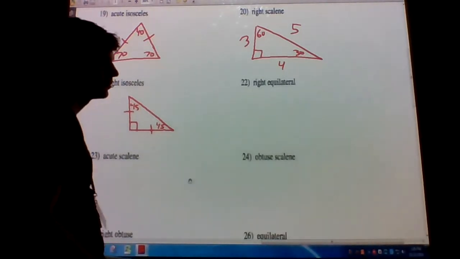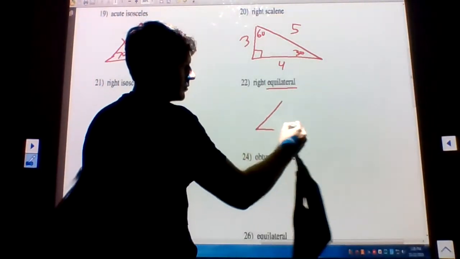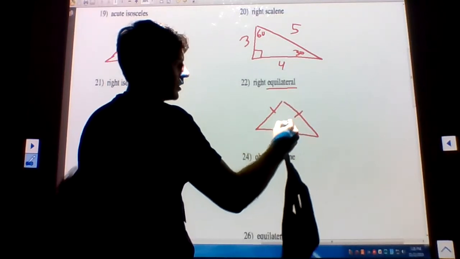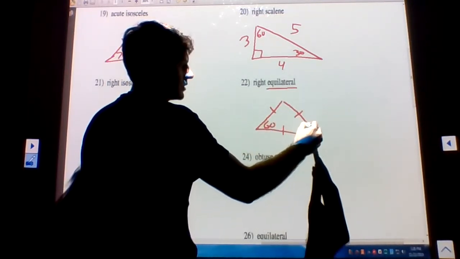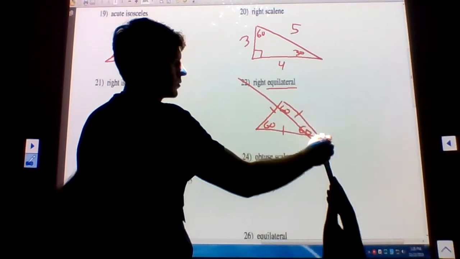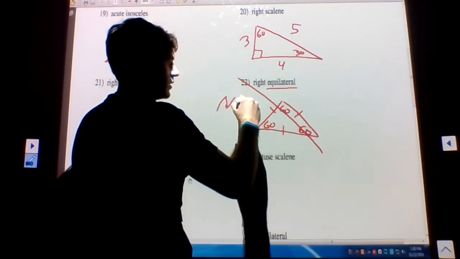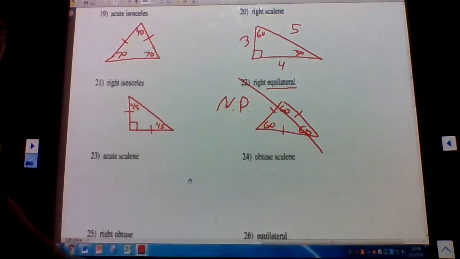Right equilateral. Well, if it's equilateral, the sides are the same, and we also know it's going to be equiangular, so it's going to be 60, 60, 60. So this one is not possible. It's not possible to draw a right equilateral triangle, because if it's equilateral, it's also equiangular, which means the three angles are 60, 60, 60, and none of those is 90 degrees, so we don't have a right angle.